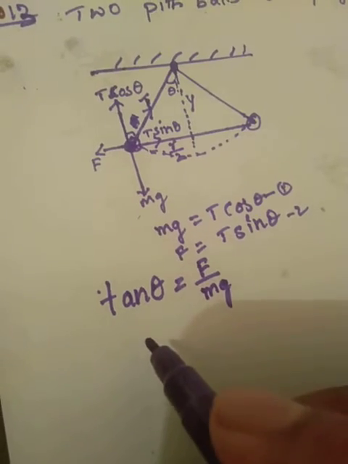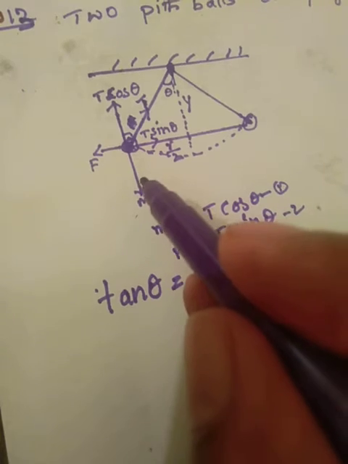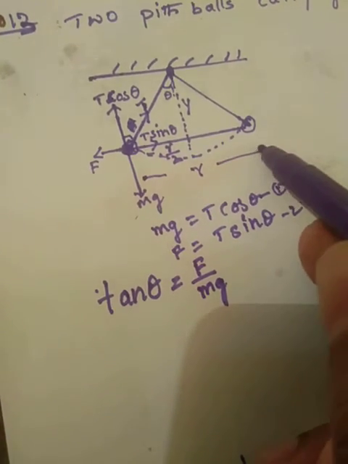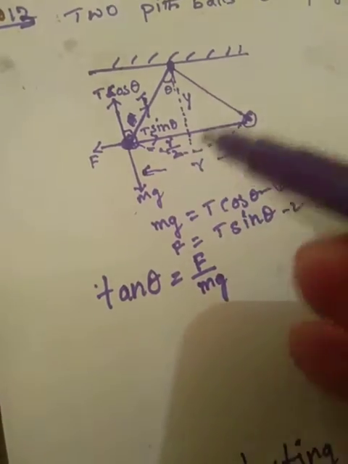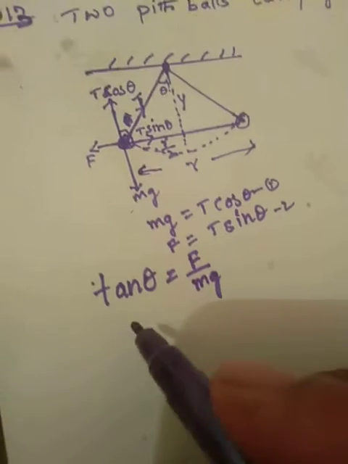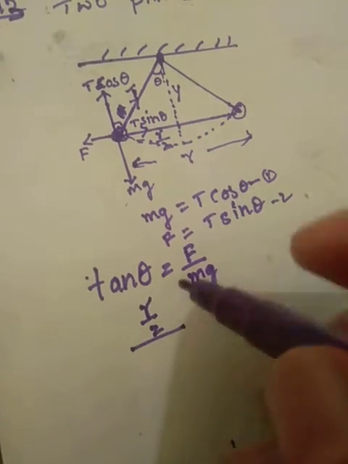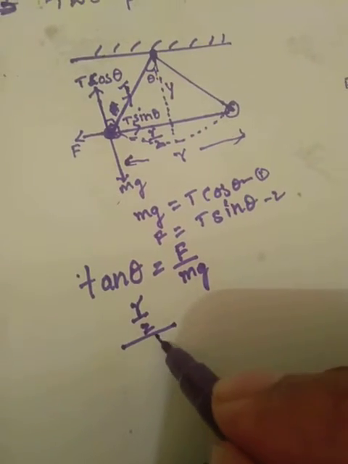So the opposite side will be from here to here. Since from here to here is r, the separation between the two pith balls, half of that is r by 2. Therefore, the opposite side will be r by 2, all divided by the adjacent side, that will be y.